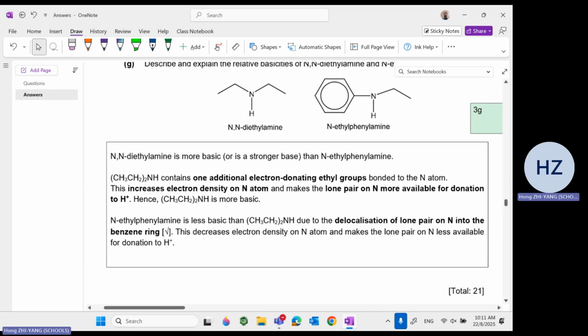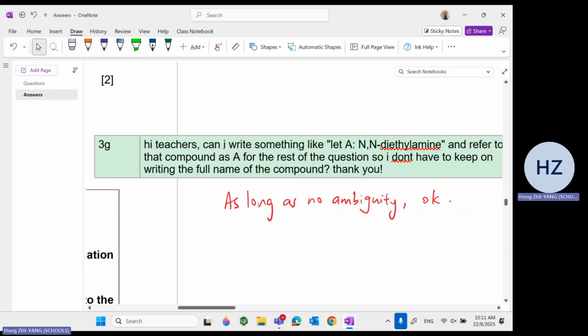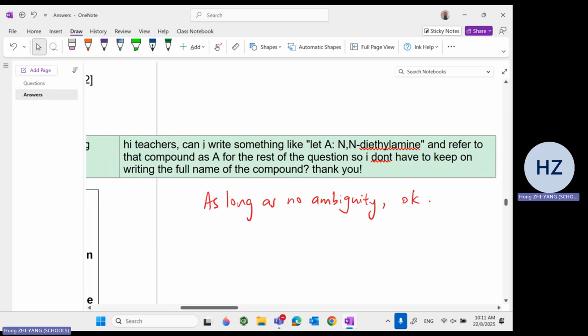All right, okay. This one I may have to ask Mrs. Paul for advice also. Mrs. Paul, you help me out. Hi, teachers. Can I write something like let A be this one and refer to the compound as A for the rest of the question so that I don't have to keep on writing the full name? Lazy lah. But is it okay? The answer for me is okay, only within that part. Every part, yes, must. If you need to change to a new question or new area, you have to redefine it.